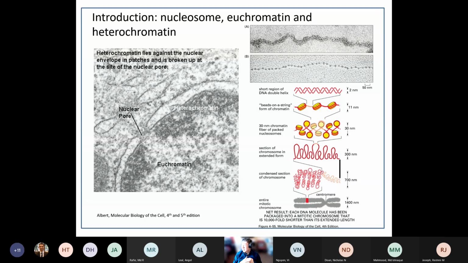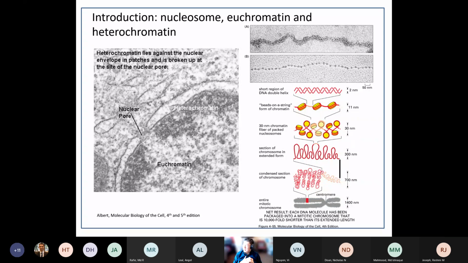I want to introduce to you the major aspects, or major modifications, at the epigenetic level. First of all, epigenetics is about how condensed the chromatin is. Generally speaking, this is the general principle here.